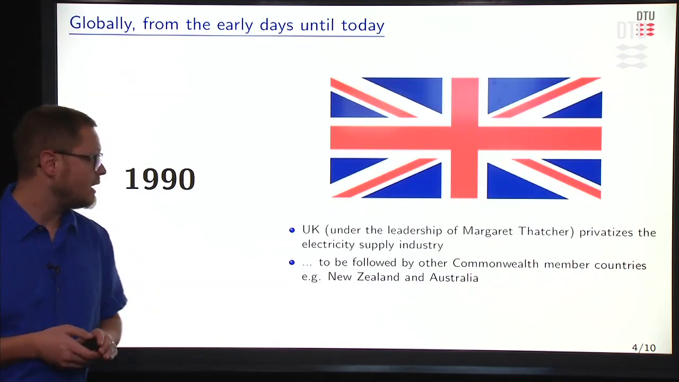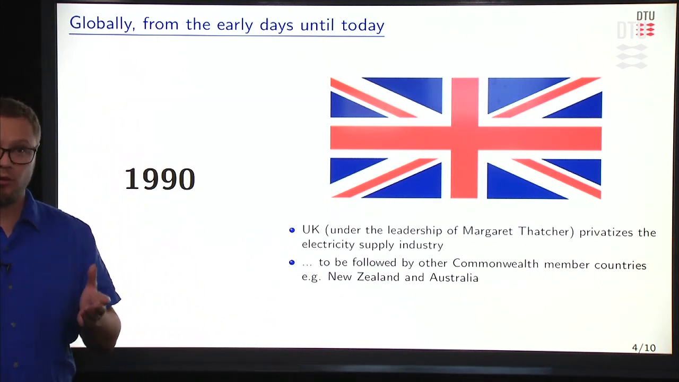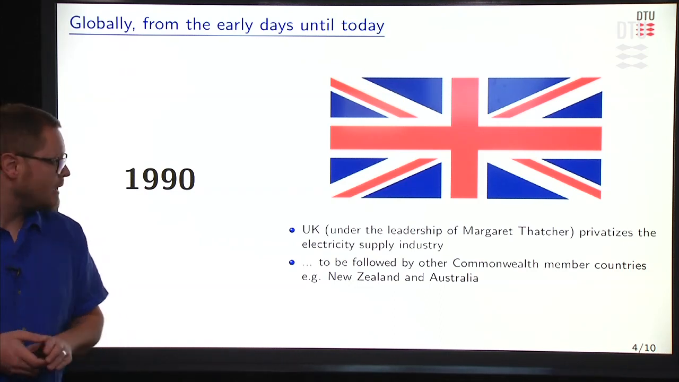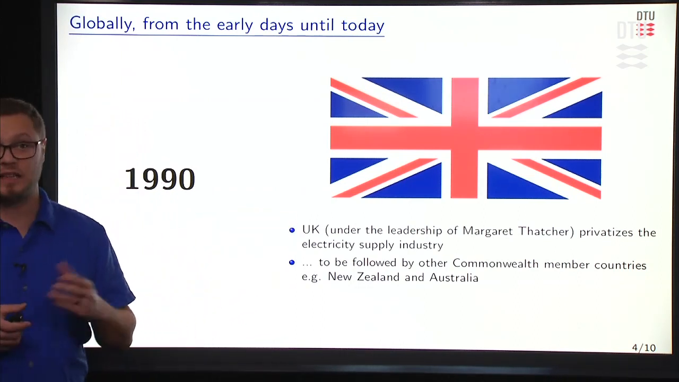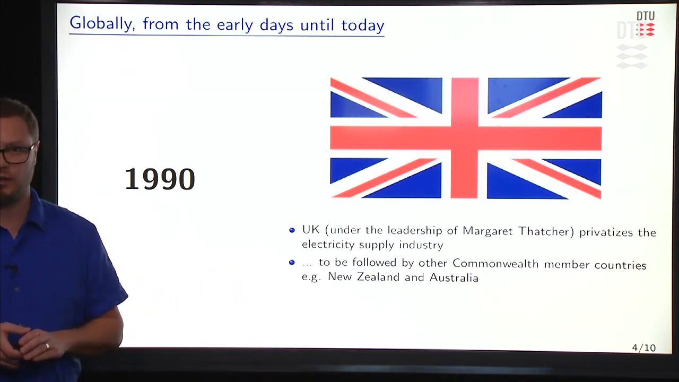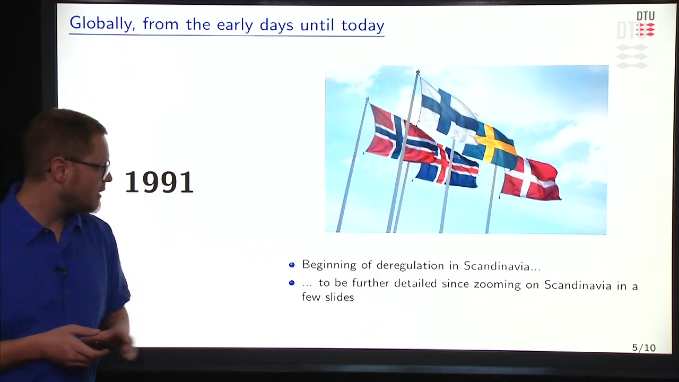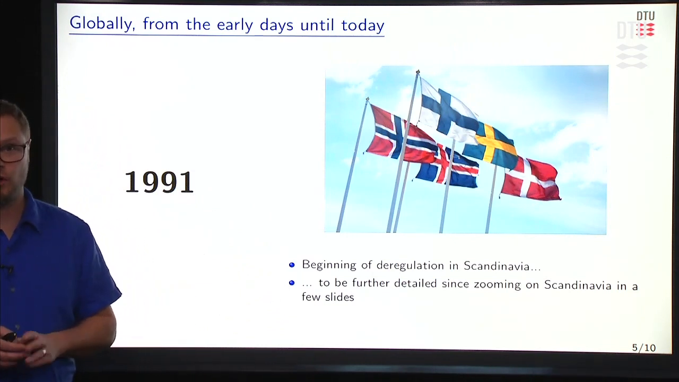Then closer to us, it's in the UK, under the leadership of Margaret Thatcher, that the process of liberalization or deregulation of the electric power sector started in the 90s. In view of the influence of the UK on the other Commonwealth member countries, this has spread quite rapidly, and New Zealand and Australia actually followed on this idea of deregulation soon afterwards. Closer to us, and just after the case of the UK, Scandinavia started deregulating in '91. And we will discuss that quite a lot more in a few slides since we want to zoom on the case of Scandinavia.